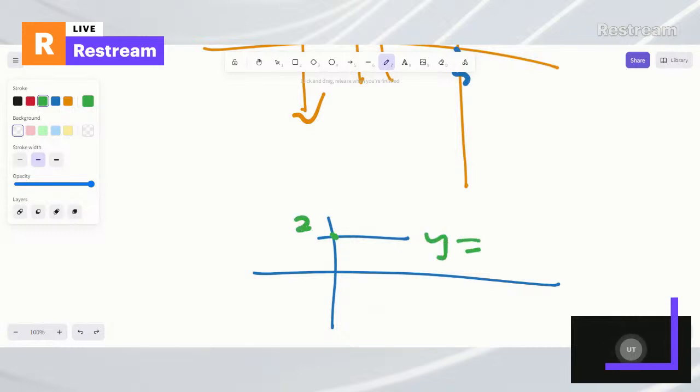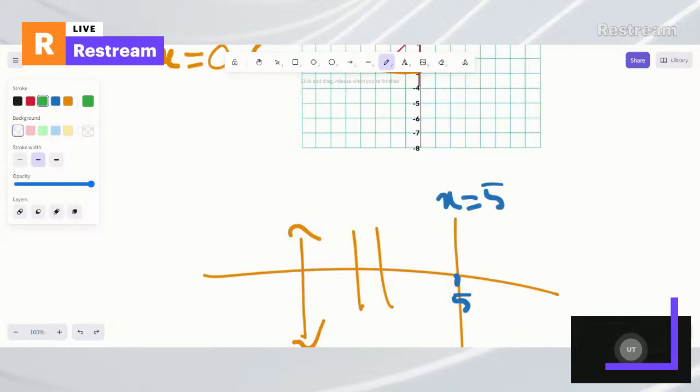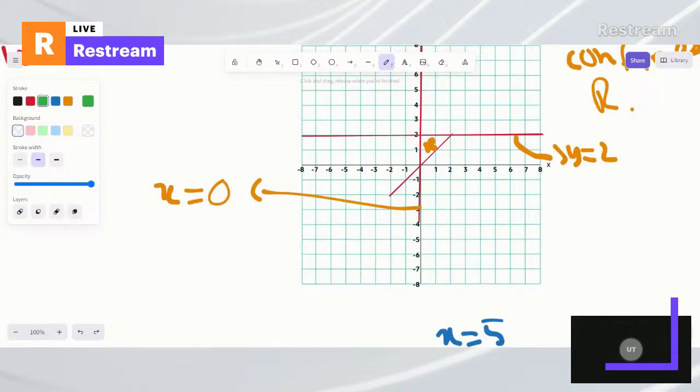So let's say it passes from 2, so the equation would be y equals 2. All right, so these are the two things that you need to know for now. Now, what about this vertical line? For this line, this time I have written down the equation myself. So the equation is y equals x.